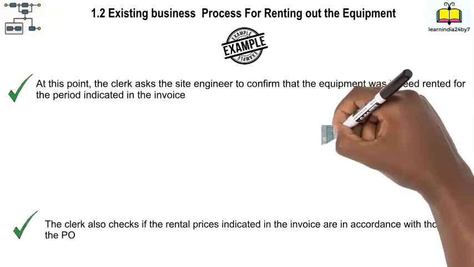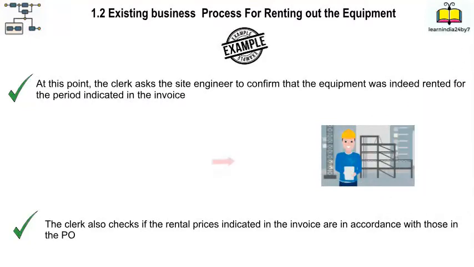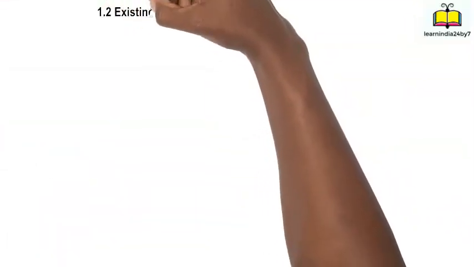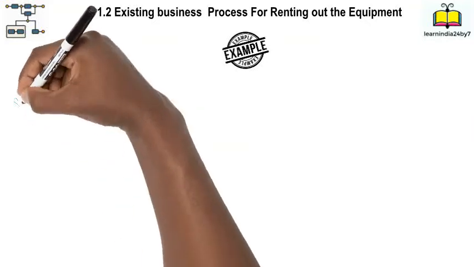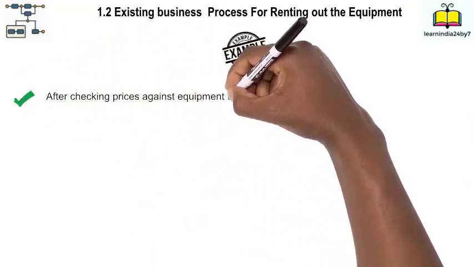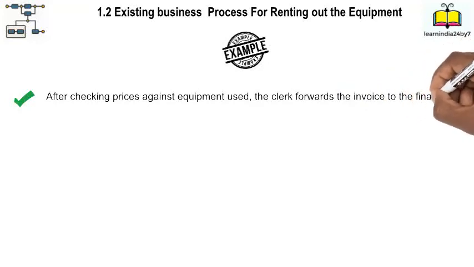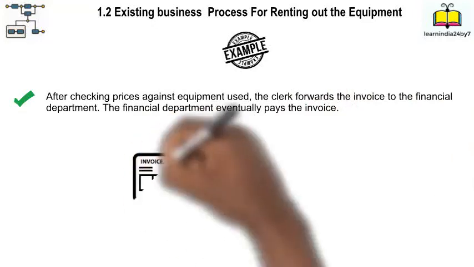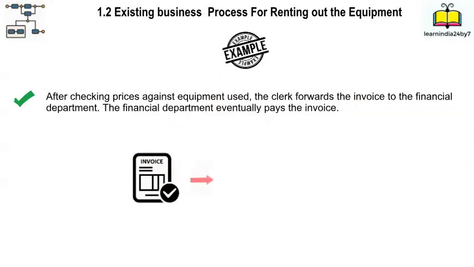The clerk also checks if the rental prices indicated in the invoice are in accordance with the purchase order. After checking prices against the equipment used, the clerk forwards the invoice to the financial department, and finally the financial department pays the invoice.